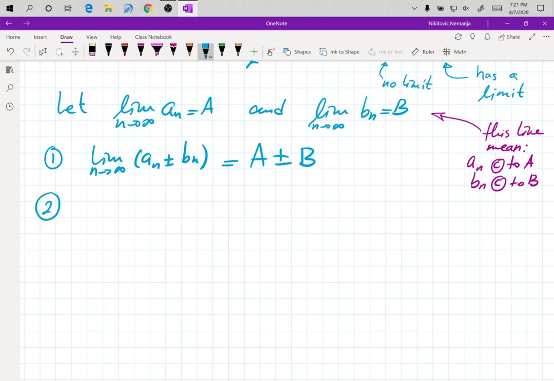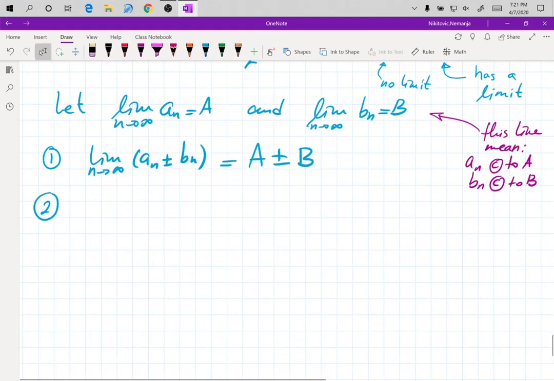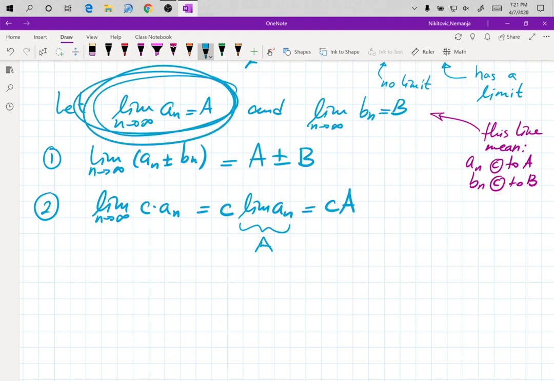Number 2, with a constant multiple. Come on, tablet, you can do it. So limit c times an, well, you get to kick this c outside. You know that the limit is A, so that's what you get. Right, we know this is A. It's defined. That's given.